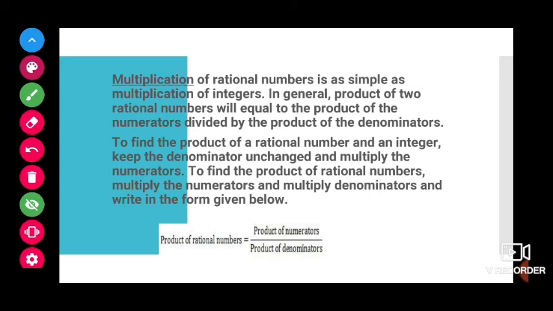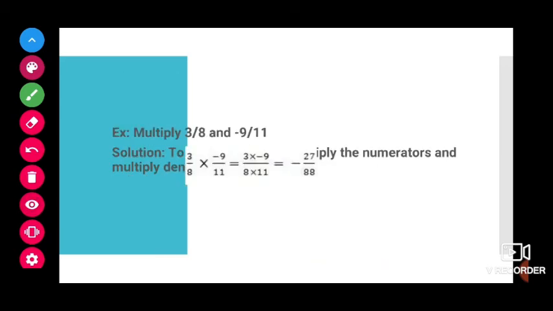In addition we will not add the denominators; only the common denominator we will carry forward. But in multiplication we should multiply the denominators also. That is denominator 1 into denominator 2 into denominator 3 into, like that it will keep on going. That is, the product of numerators by the product of denominators. First one, multiply 3 by 8 into minus 9 by 11.